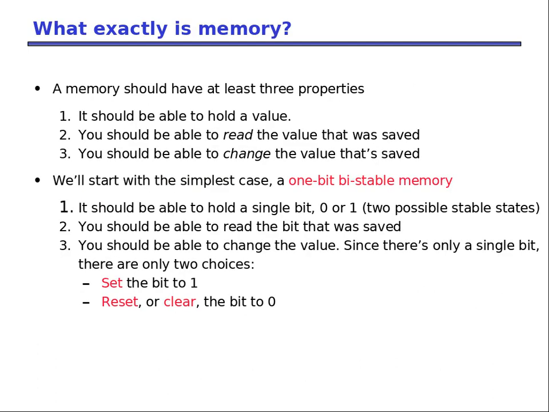So what is memory? It should hold a value. You should be able to read that value and change that value. So you read the value and then you change it, and it shall always produce the same output. We'll start with the simplest case, a 1-bit bistable memory. It should be able to hold a single bit, 0 or 1, the two possible states. You should be able to read it and you should be able to change it. Since it's only 1 bit, we'll have two choices. We can set the bit to 1 or reset/clear it to 0. In other words, you call set to change its value to 1. You call clear or reset to change its value to 0.